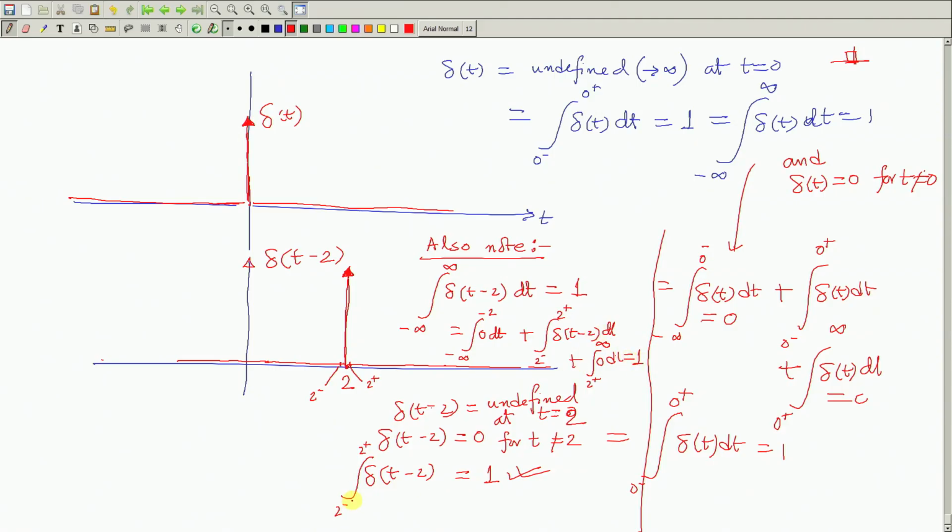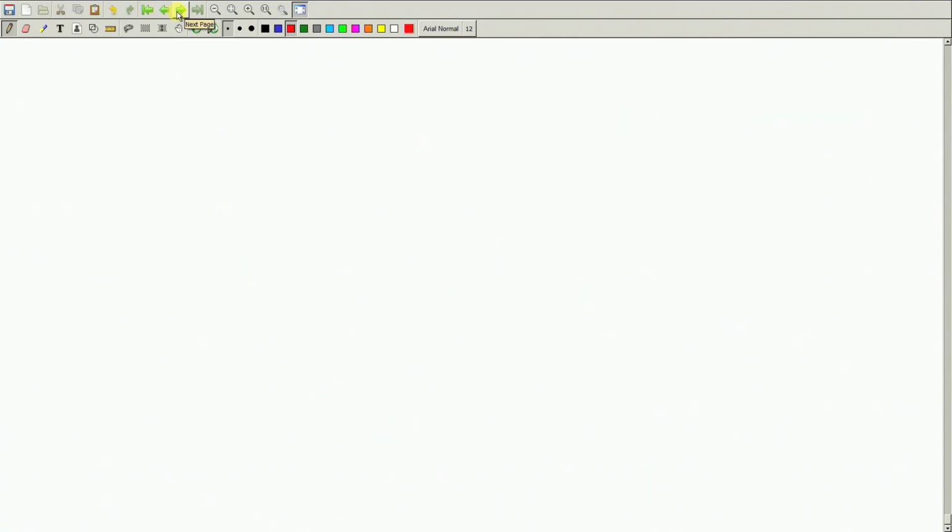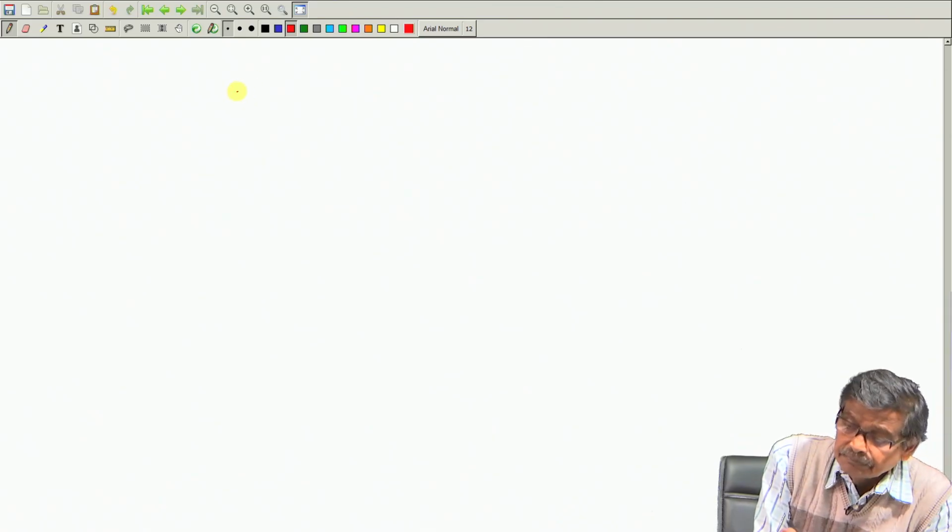So, remember that any delta function, if you integrate from minus infinity to plus infinity, the area under the curve will be equal to 1 wherever that delta function is sitting. Last comment about the delta function is this: what happens?